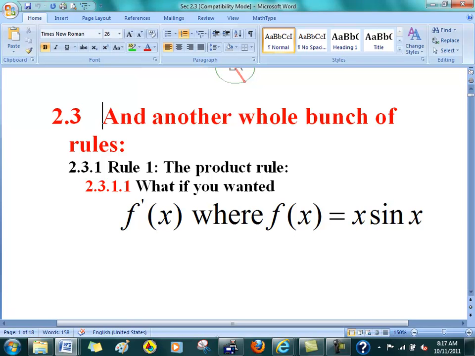Okay, so I have a product of 2 functions here. John, what 2 functions are there that are being multiplied? Nice, x and sine x. And I want to find the derivative of that.